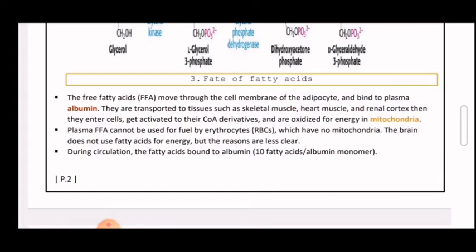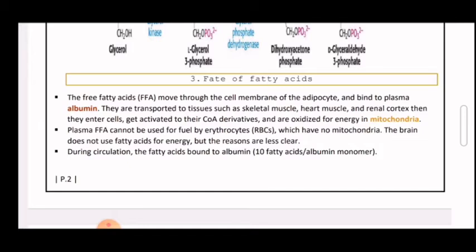What is the fate of the fatty acids then? The fatty acids are going to be transported through the blood, but actually they are not free fatty acids within the vessel. They need a carrier, like a taxi. Our taxi here is albumin. Having a taxi, which is albumin, until we reach whatever tissue that requires fatty acids: skeletal muscle, heart muscle, renal cortex, anything.